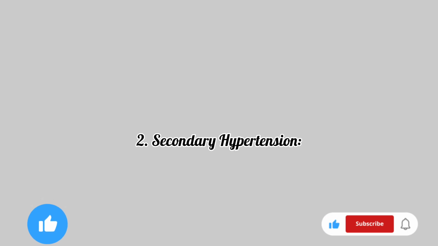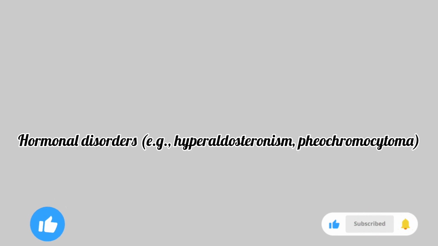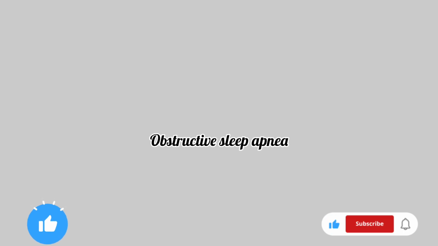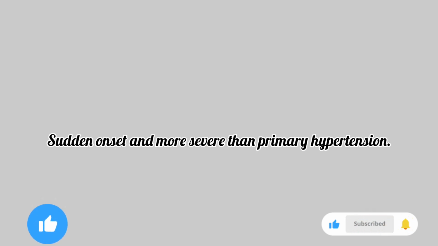2. Secondary hypertension. Caused by an underlying condition such as kidney disease, hormonal disorders, for example, hyperaldosteronism, pheochromocytoma, obstructive sleep apnea, certain medications, for example, NSAIDs, contraceptives. Sudden onset and more severe than primary hypertension.